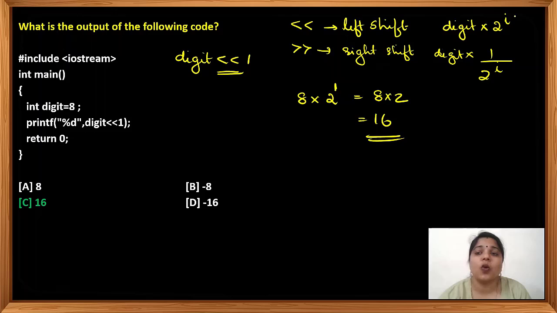I is how many times you have to shift, how many times you have to shift left or right. That is what I means. Digit is the given digit. Here our given digit was 8. So digit left shift I means digit into 2 raised to I. Digit right shift I means digit into 1 by 2 raised to I.